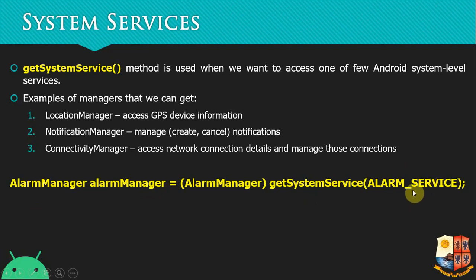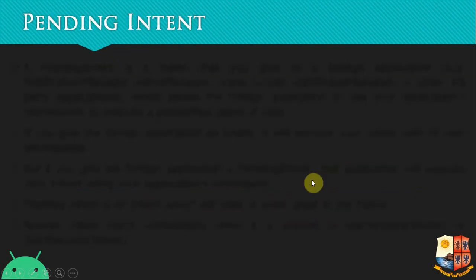Here I want to use an alarm service, so I just type ALARM_SERVICE. When I do that, there will be an error saying that the type of service which you get is not AlarmManager. So just typecast it. This is the same way I wrote audio manager. How do I write audio manager, whatever name you want to give, equals getSystemService within brackets AUDIO_SERVICE. So this will keep changing, only this part will not be changing: getSystemService. Okay, now the next one is pending intent.